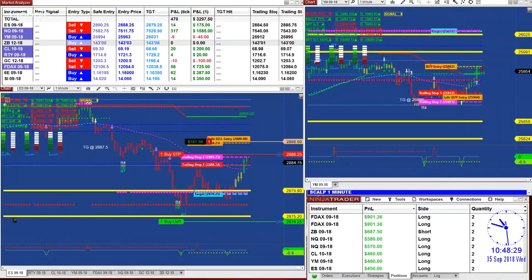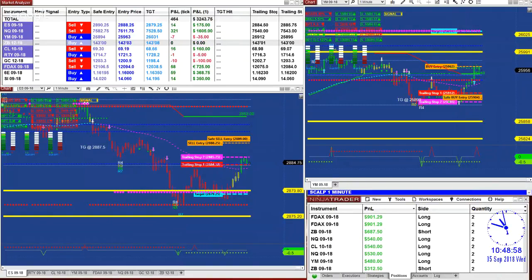Okay, the ES is finished. Whoever took that trade on the ES is finished. We're gonna close it. Let's see if we can find any trade on the reversals.